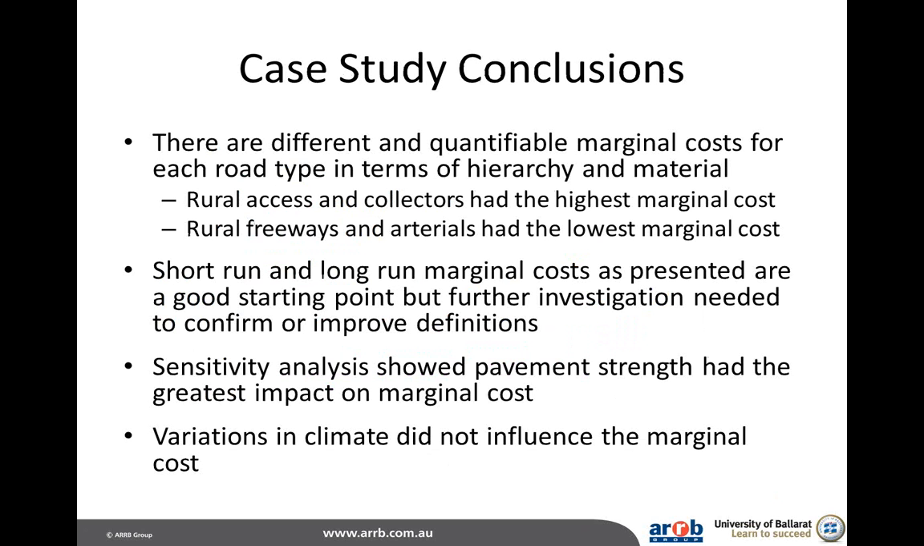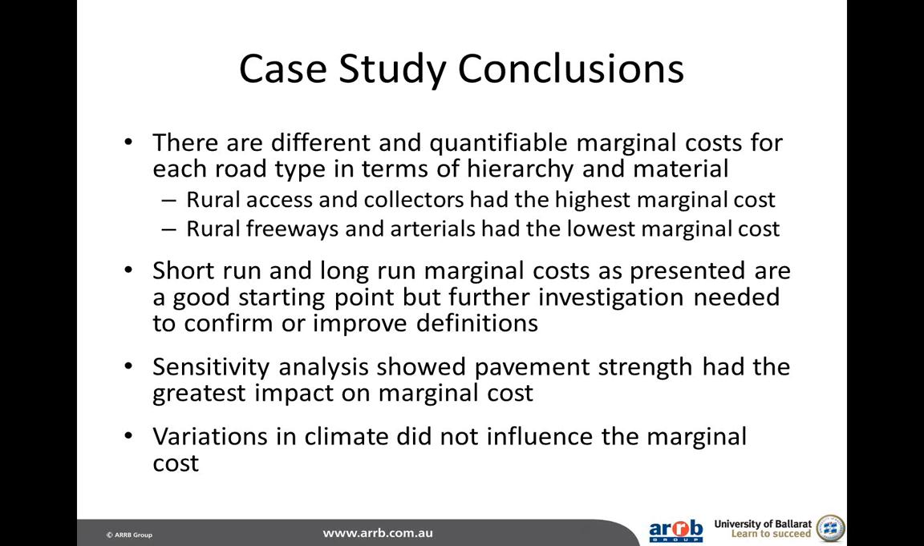So, some conclusions from this case study. There are different and quantifiable marginal costs for each of the road types in terms of hierarchy and material. We found that our rural access and collector roads had the highest marginal cost, and our rural freeways and arterials had the lowest marginal cost.